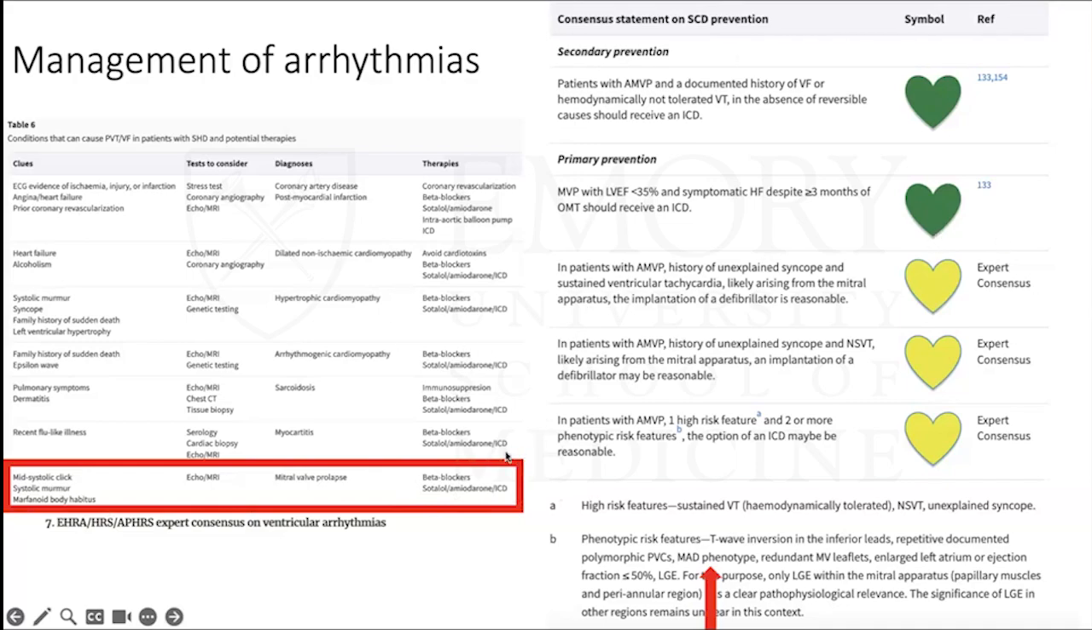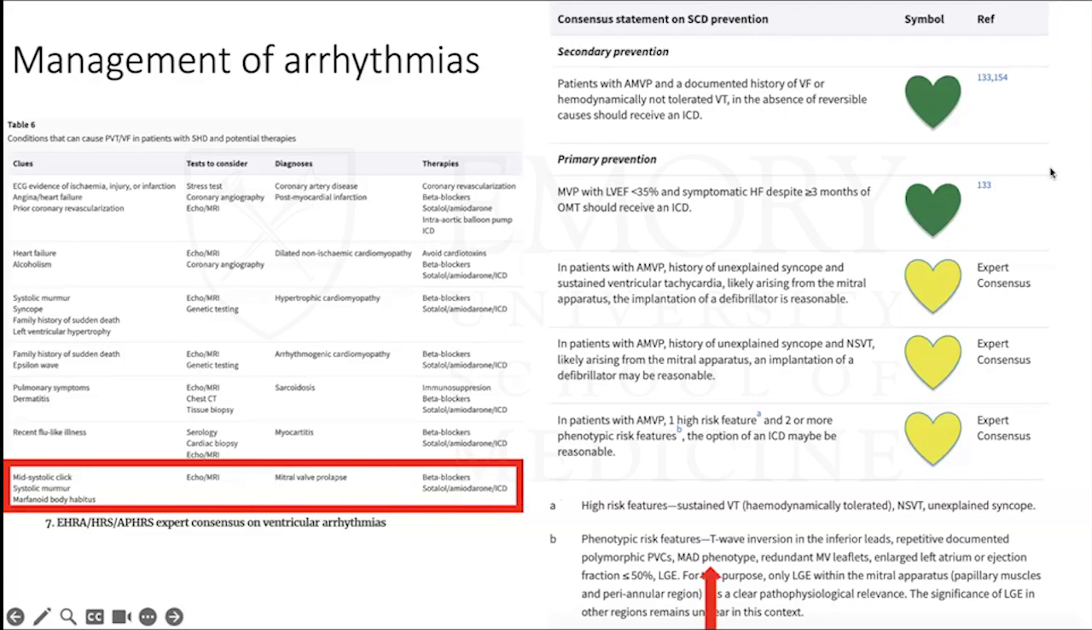So going back over here on the right side is that initial expert consensus that I was talking about earlier. This is talking about sudden cardiac death prevention. So documented history of VF, non-tolerated VT, and the absence of reversible causes.